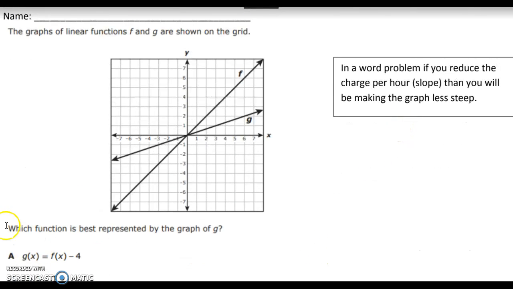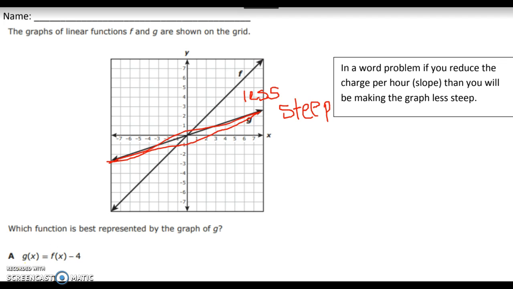Okay, now we're looking at this problem, and it says which function is best represented by the graph. So what I'm doing is I'm looking at this graph right here, which is underneath f of x. It's lower, so this would be less steep. The smaller the slope, the less steep it is. And remember, steep is always the slope. It's the one in front of the x that affects the slope.